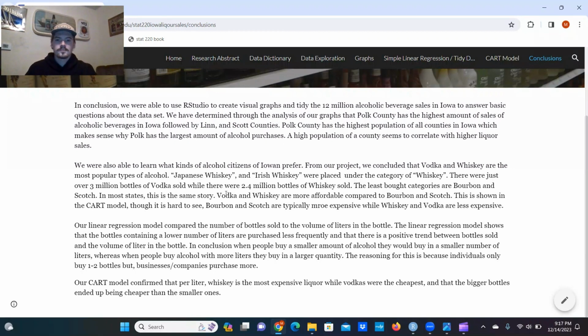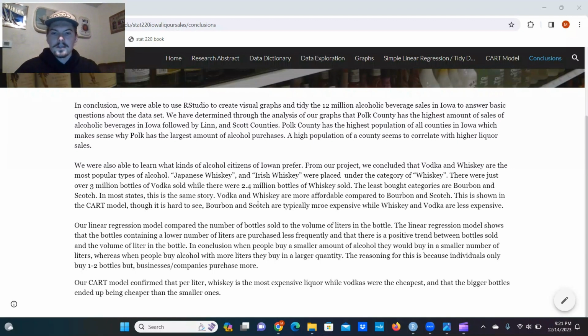Japanese whiskey and Irish whiskey were placed under the category of whiskey. There were just over 3 million bottles of vodka sold, while there were 2.4 million bottles of whiskey sold. The least bought categories are bourbon and scotch, and in most states, this is the same story. Vodka and whiskey are the most affordable compared to bourbon and scotch. This is shown in the cart model, even though it's really hard to see. Bourbon and scotch are typically more expensive, while whiskey and vodka are less expensive.